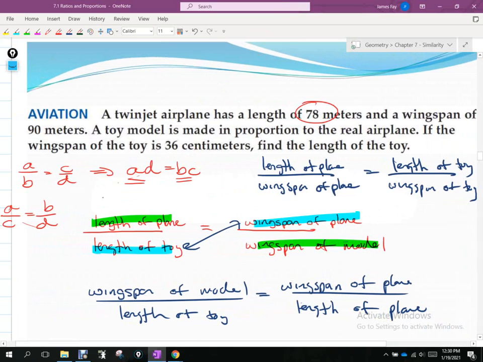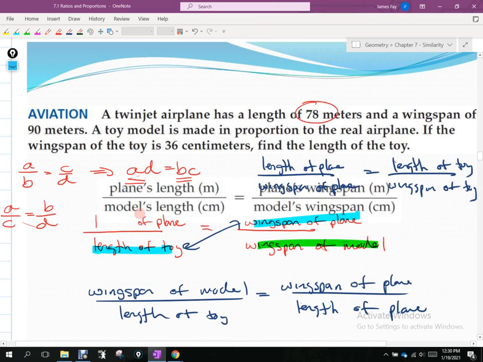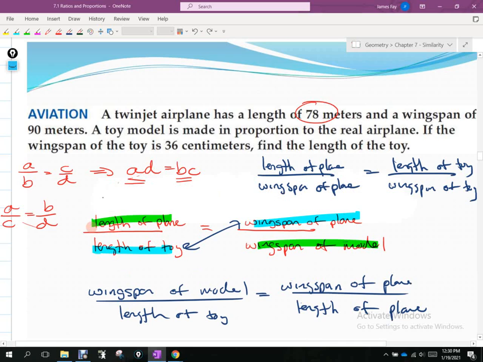So the length of the plane was 78, right? So let's see here. All right, 78 there. Come down here, 78 there. And length of plane, 78 there. Wingspan of plane was 90.